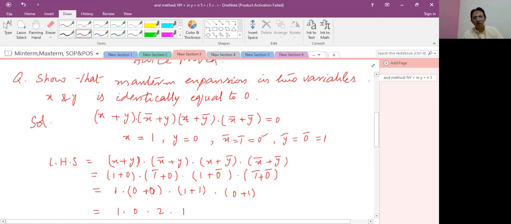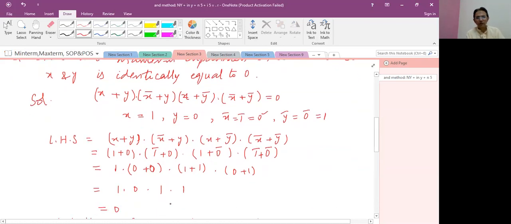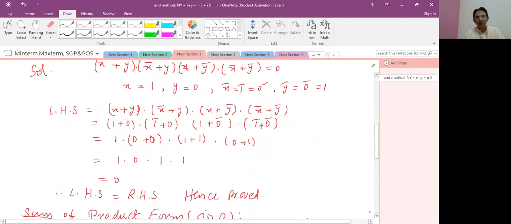1 plus 0 complement means 0 complement is 1. 1 plus 1 is 2. It is 1, according to Boolean algebra, 1 plus 1 equals 1, we write here. And 1 complement is 0, or 0 complement is 1. So 1 plus 0 is 1. So when we multiply together, the answer is 0. So left hand side is equal to right hand side, hence proof.